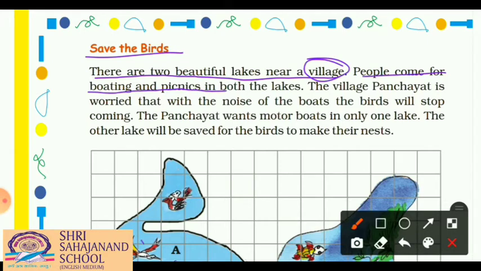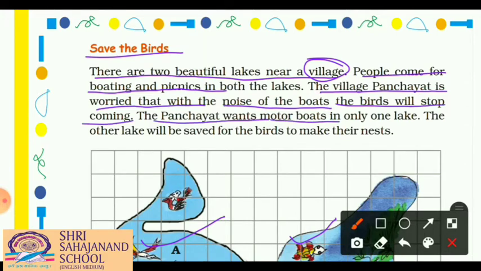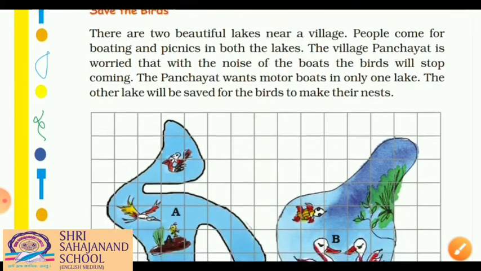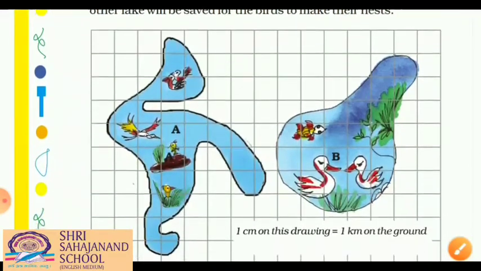So here you can see Lake A and Lake B. The village panchayat is worried that the noise of the boats will stop the birds from coming. The panchayat wants motor boats in only one lake. The other lake will be saved for the birds to make their nests. It's a very good decision for the birds.